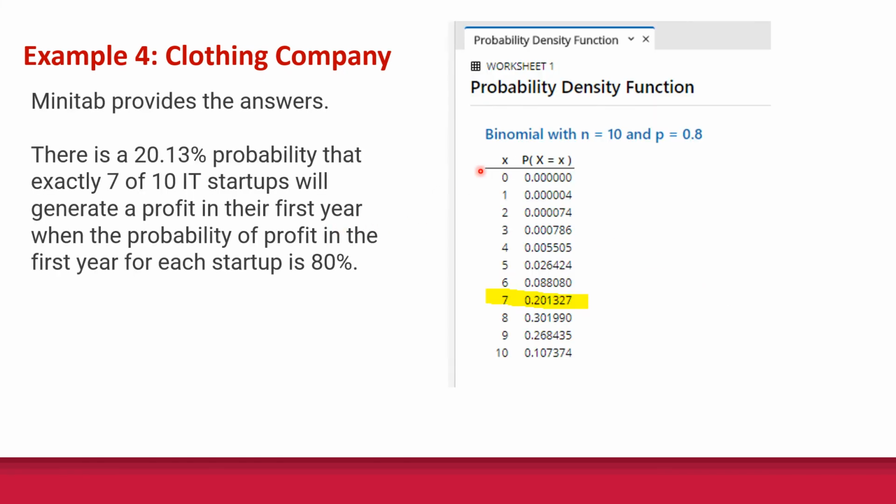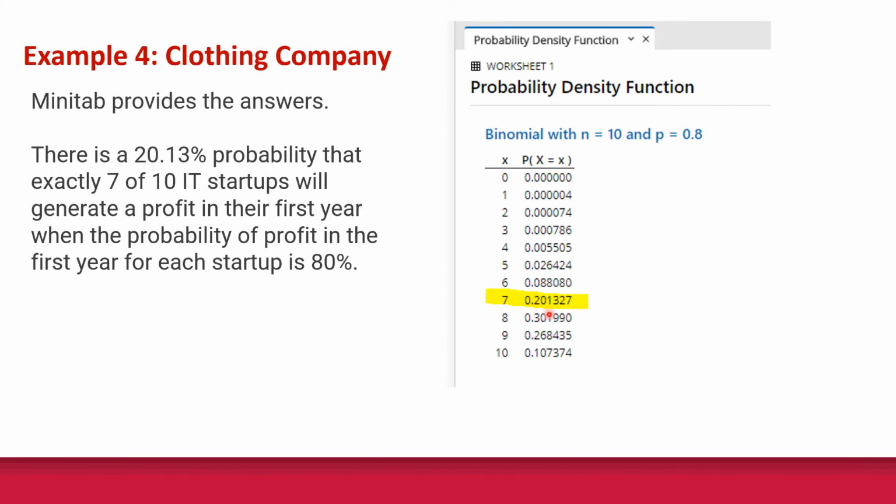So here Minitab provides a worksheet which gives us the answer. It says binomial with n equals 10 and the probability is 0.8. What it did is it took our column of x's, calculated what the probabilities are, and filled them in. The one we're interested in is 7. Here, when x is equal to 7, the probability is 0.2013.